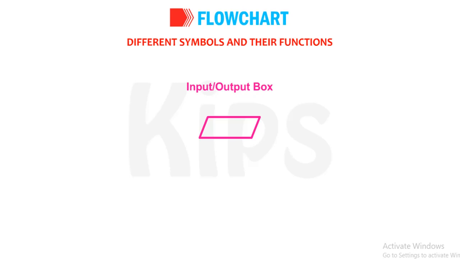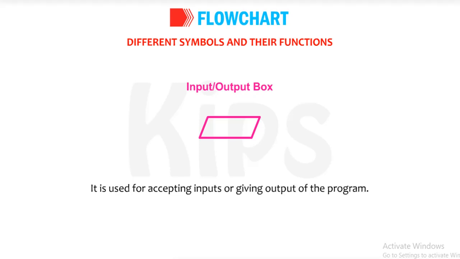Input and output box. So giving something as input, for example, you are giving A is equal to 10, B is equal to 20. So you are giving input, and you are asking, okay, what is the result? We have to add both. So A is equal to 10, B is equal to 20. What is the answer? The output will also come in the same input output box. That is 30. Okay, so it is used for accepting inputs or giving output from the program.